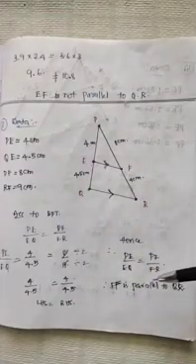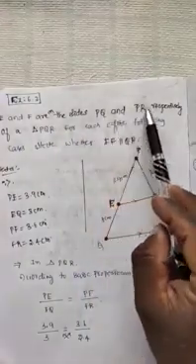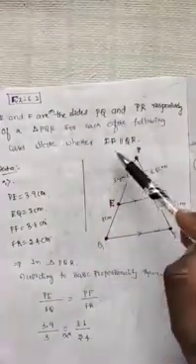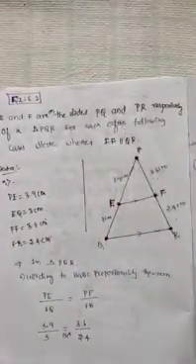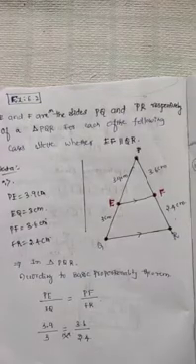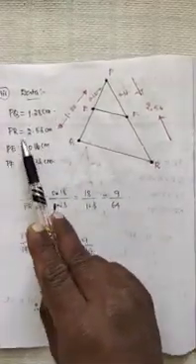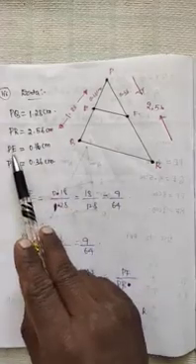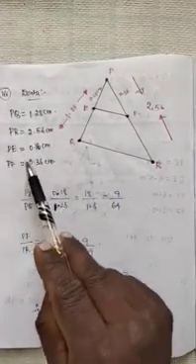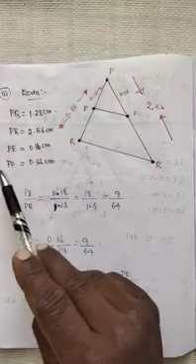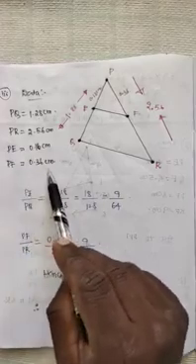Next we have 2.3 in the same question. E and F are on the sides PQ and PR respectively of a triangle PQR. For each of the following cases, state whether EF is parallel to QR. Next we have the third question. PQ is equal to 1.28 centimeter, PR is equal to 2.56 centimeter, PE is equal to 0.18 centimeter and PF is equal to 0.36 centimeter.